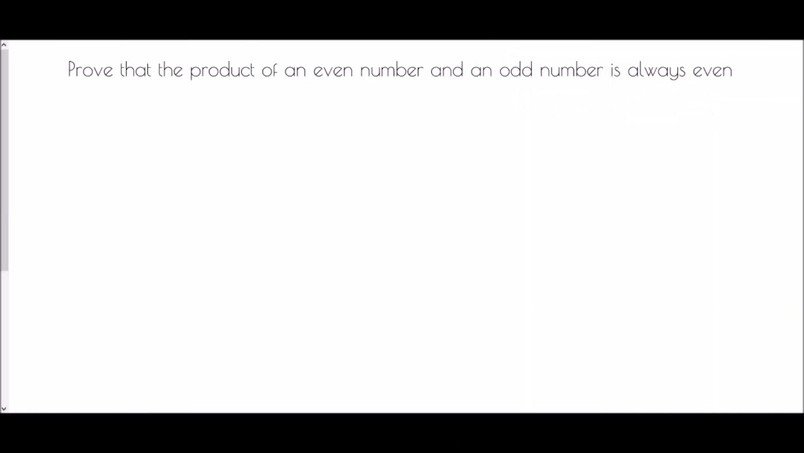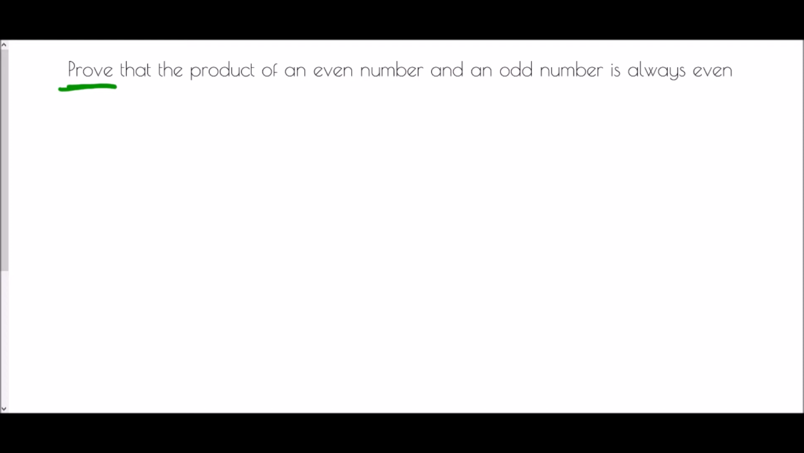So now we come to the actual proof. We've been asked to prove that the product of an even number and an odd number is always even. Now, there are some keywords here. The first one is prove. Prove means you must use algebra. If you just put some numbers in here and give some examples, so 2 times 3 or 4 times 7, that would be evidence that it is always even, but it would not be proof. Proof means that it must work for all possible values.